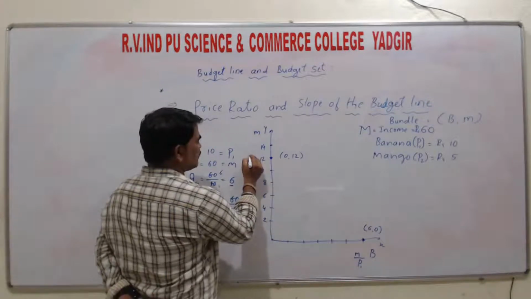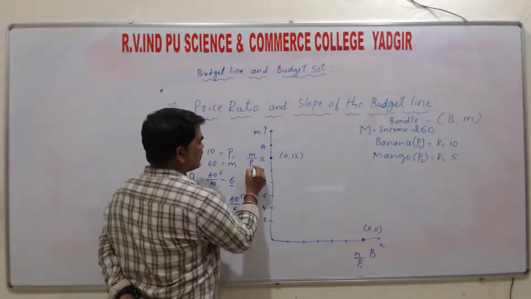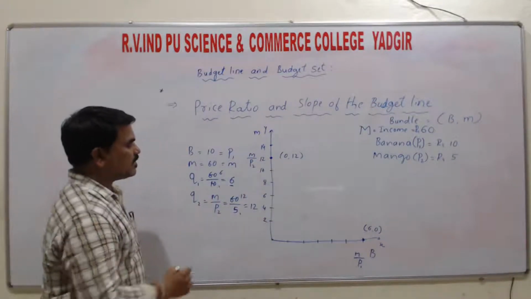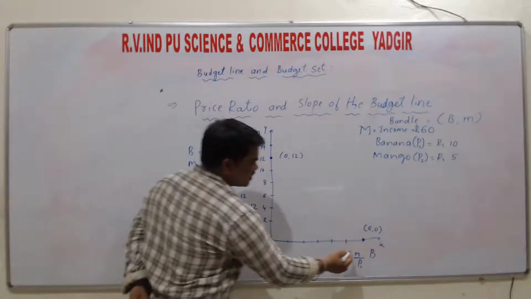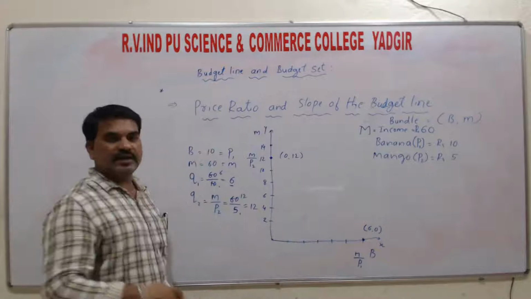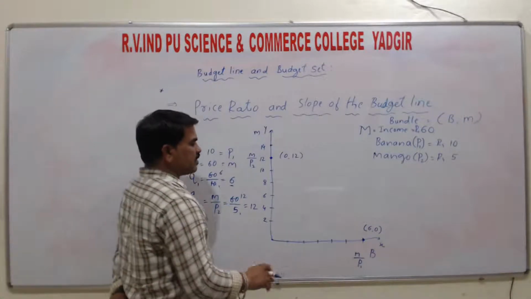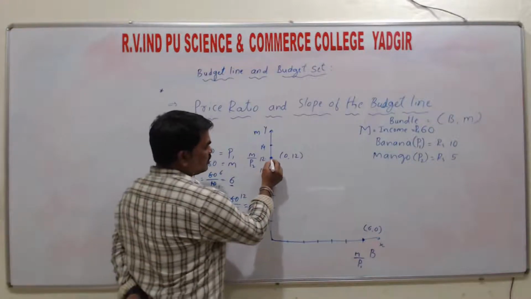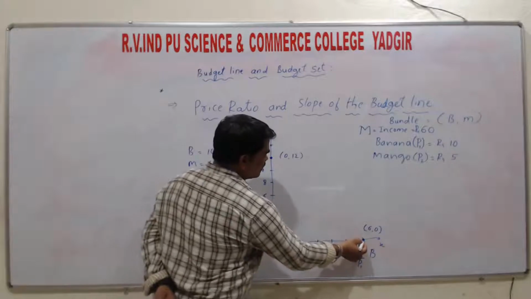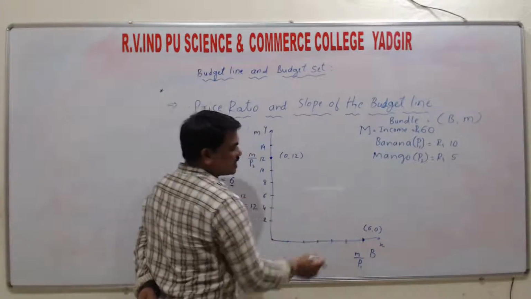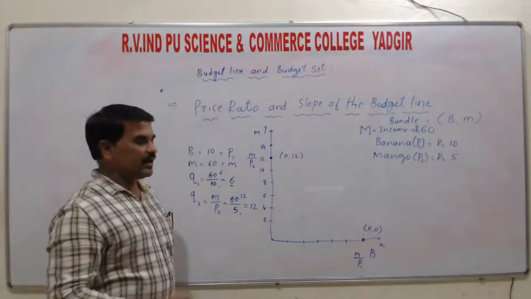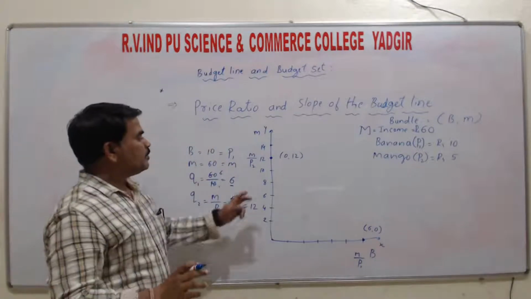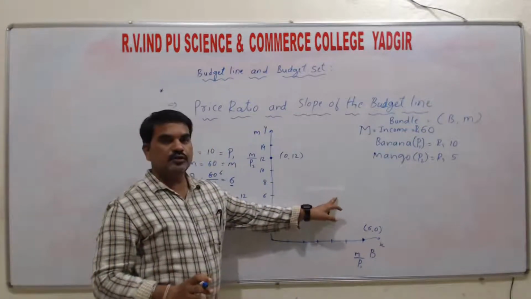This point, the intercept, we call the vertical intercept. M by P2 gives us the vertical intercept. And this is the horizontal intercept, where he is spending all his money on one particular product. Now, this is one bundle and this is another bundle. If we join them, we will get a straight line. That line we will call the budget line. Correct? And what are the bundles we will get here? Those come on the budget line only if the cost of the bundle is equal to his income.